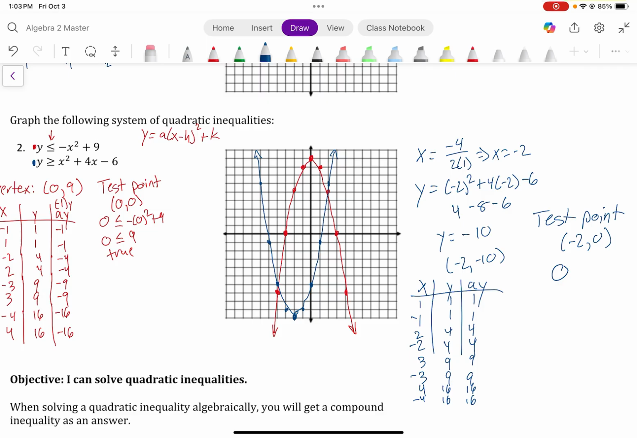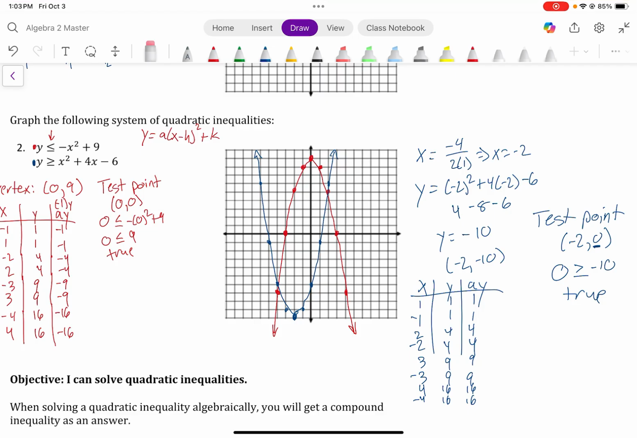So I'm going to have 0 from this test point. Is that greater than or equal to the -10 I find when I plug in -2? This is true. So both of these things are true. So what I had to have done, if I had shaded right away, I would have shaded all of the stuff inside in red. Then I would have had to try to ignore that shading to graph the blue. Then I'm going to have to shade all of the stuff inside of the blue. And that's kind of hard to see what you're doing when you're graphing.